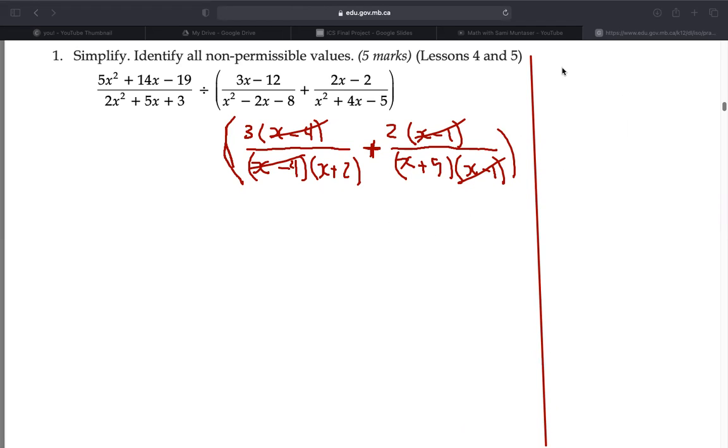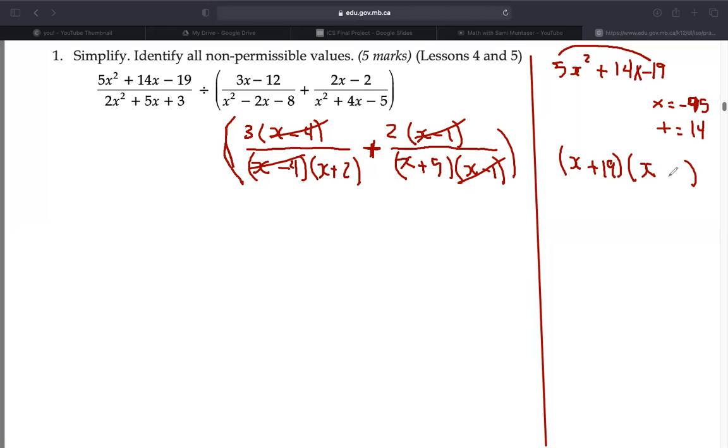So my scrap work, basically, I'm just going to factor the 5x squared plus 14x minus 19. I'm looking for two numbers that multiply to give me negative 95 and add to give me 14. So that is basically 19 and 5. So therefore it's x plus 19 and x minus 5.